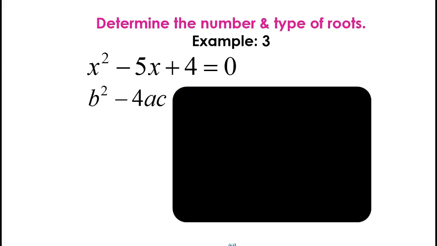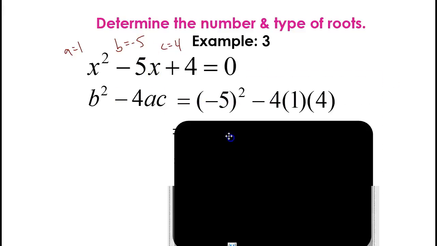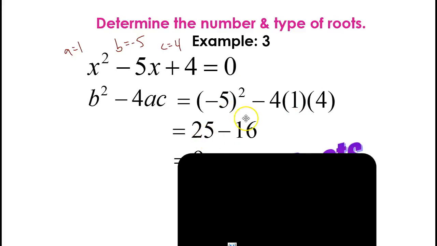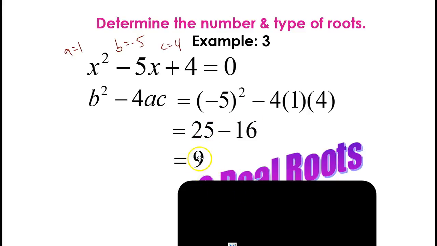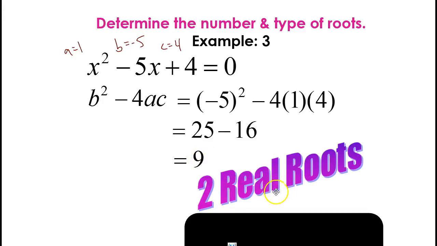Example 3. I've already got this one in descending order in standard form, ax squared plus bx plus c, where a is 1, b is -5, and c is 4. So we plug those into the discriminant formula and we get (-5) squared minus 4 times 1 times 4. (-5) squared is 25. -4 times 1 times 4 is -16. 25 minus 16 is a positive number. It's a positive 9. And whenever it is positive, not negative, not 0, that means we have two real roots. It'll actually work out to give us two real solutions.